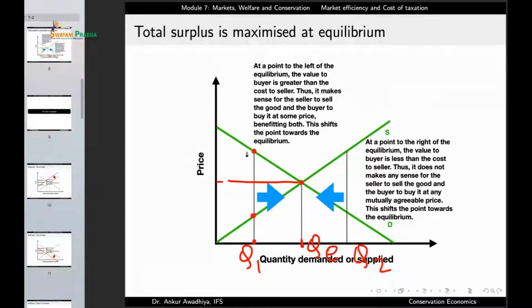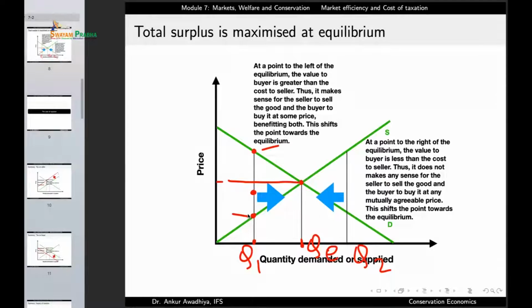So, at any point to the left of the equilibrium, such as this point Q1, the value to the buyer, which is this, is greater than the cost to the seller, which is this. Thus, it makes sense for the seller to sell the good to the buyer, and for the buyer to buy it from the seller at some price that will benefit them both. So suppose they choose a price, say somewhere here. We are not talking about the equilibrium price, but at any mutually agreeable price, at any price between this point and this point, if the buyer buys the good from the seller, both of them will be benefited. Both of them will increase their surplus.